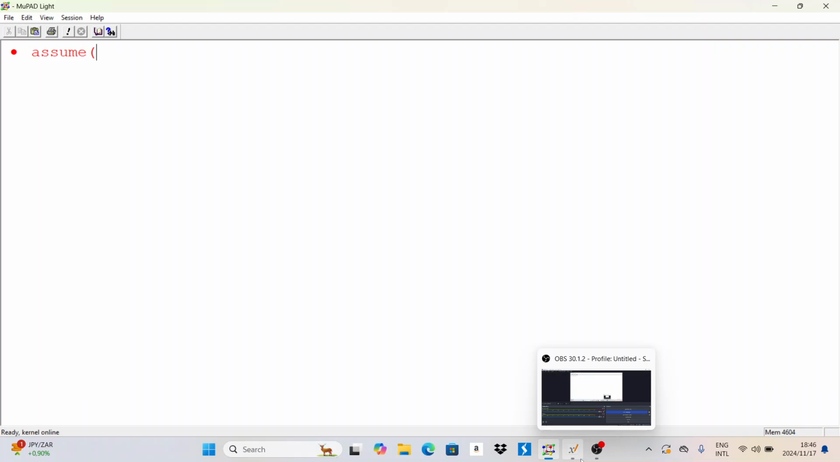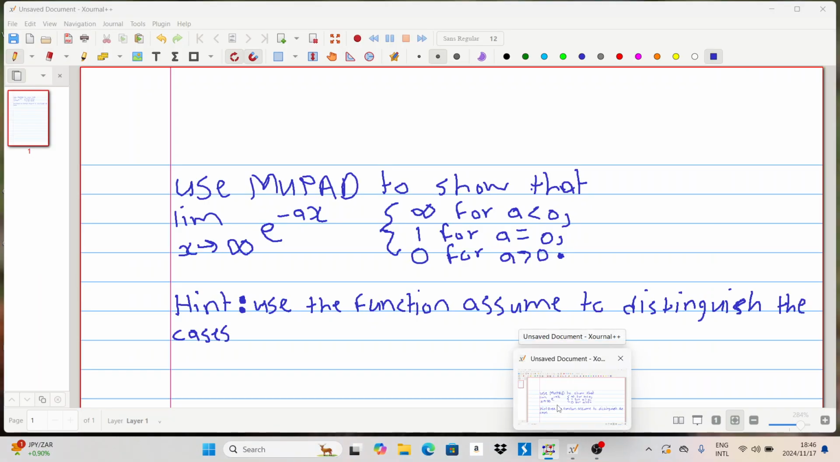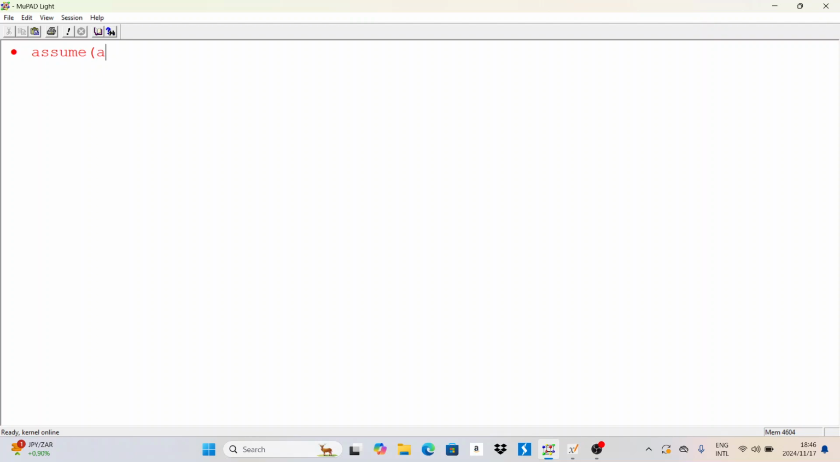The first assumption is what? Assume a is less than 0, right? So we're going to assume that a is less than 0, and then that's the end of our assumption. Assume that a is less than 0 for what? For the limit, and then for e we say exp, and then of what? Of negative a times x. It's negative ax, right?